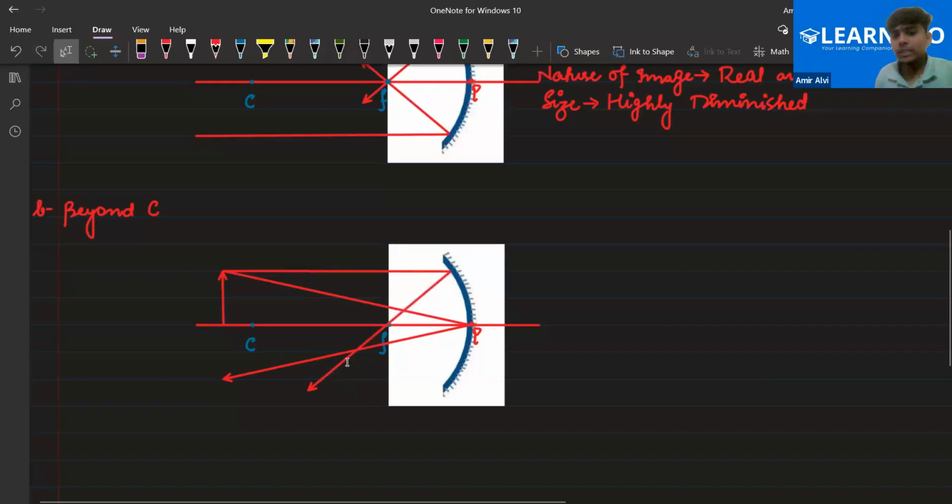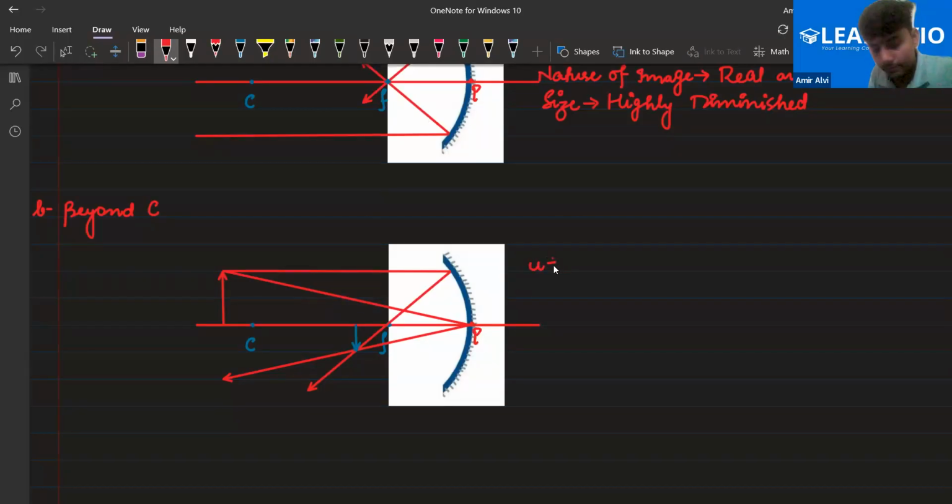Over here, as you can see, these are the reflected rays. This is the point of intersection, and the point of intersection will give you the image, and the downward image would be inverted. So as you can see, the image is smaller than the object. Yes or no? Yes, sir.